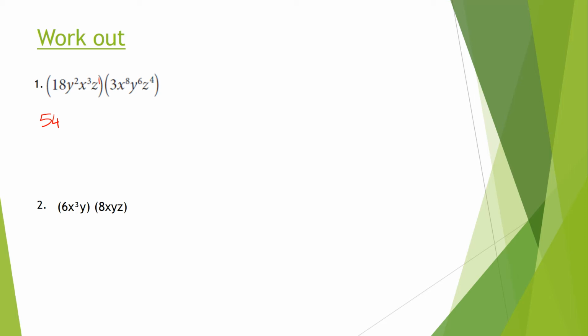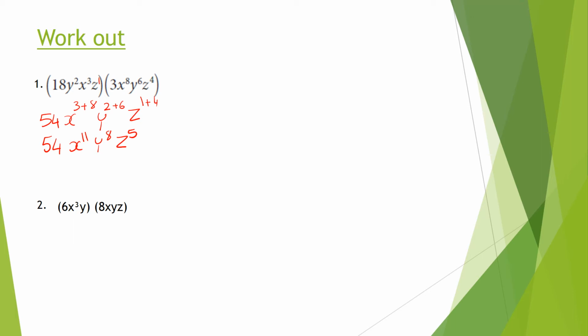So I'm adding up the powers. I'll start with the x. So it's 3 plus 8. Then y, 2 plus 6. Then the z will be 1 plus 4. So 54, 3 plus 8 will be 11. Y, 2 plus 6 will be 8. And z power 5.